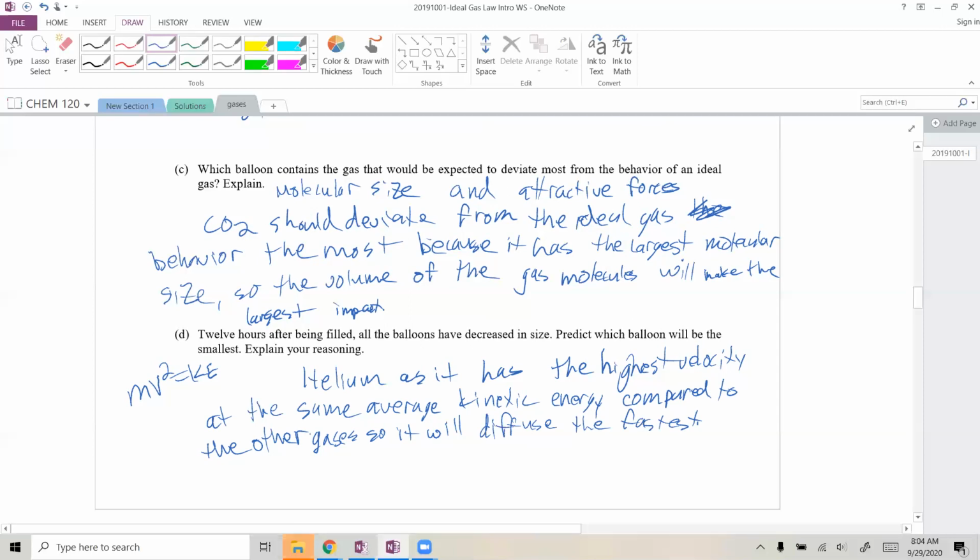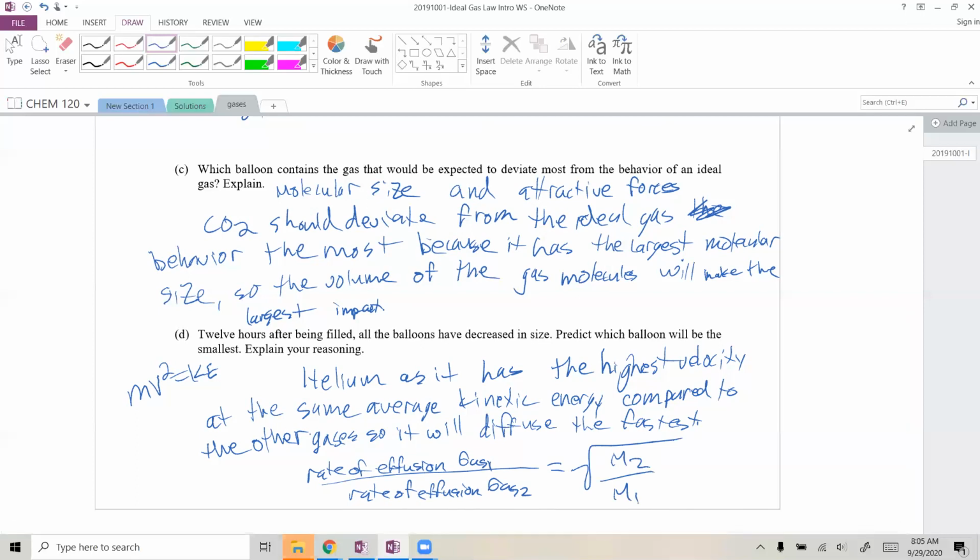There is a law that's related to this. It's called the rate of effusion. And so for gas 1, the rate of effusion of gas 1 divided by the rate of effusion for gas 2 is equal to the square root of the molar mass of your gas 2 over the molar mass of your gas 1. And so it's the idea that the lower your molar mass, the faster you move, and the faster you move, then the faster you can diffuse.